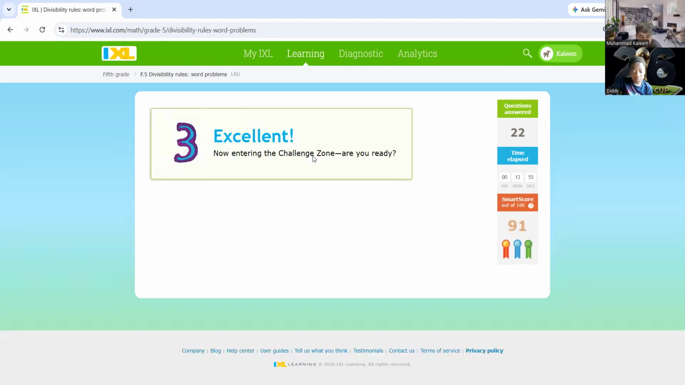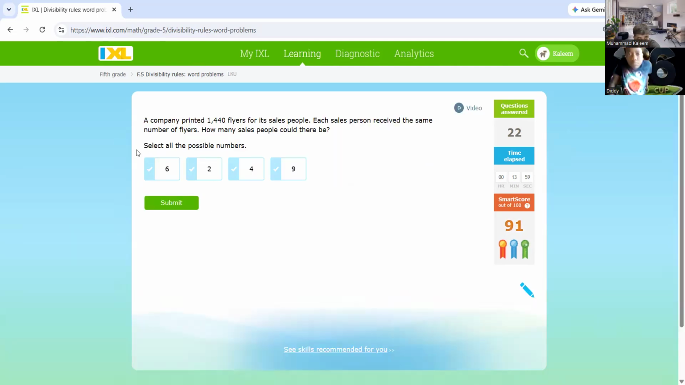Last year, a company printed 1,440 players for its sweet trees. 6, 2, 4, even it's 4. Yeah, 9 as well. Why 4? Because the last 2 digits are a multiple.